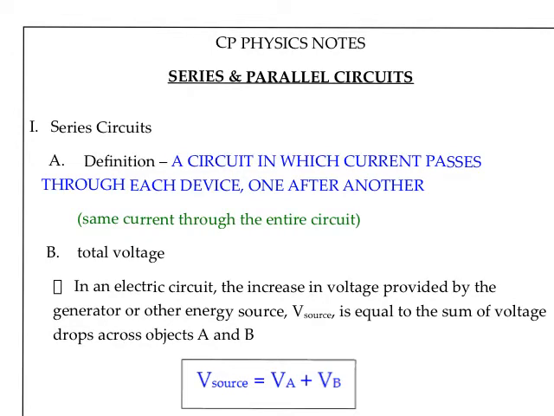In this chapter, we're going to talk about different types of circuits. First, we'll discuss series circuits and then parallel circuits, and then we're going to combine them into combination circuits.